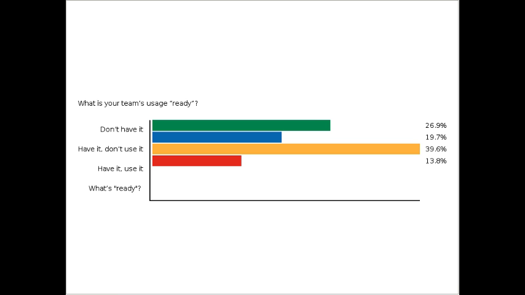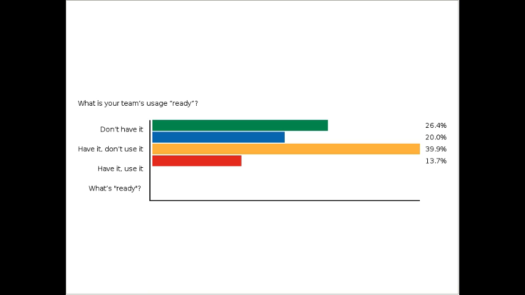So okay. We have 27% don't have it, about 20% have it but don't use it, 40% have it and use it, and then about 14% asking what's ready. Okay. Wow. All right. Have it, don't use it. Whoa, my goodness, 40% of you. And some of you don't have it. I think that we have a real opportunity here to share something that could be really powerful and useful. So let's talk about ready.